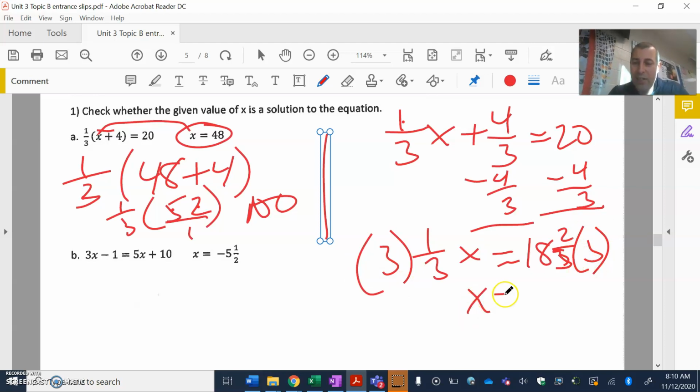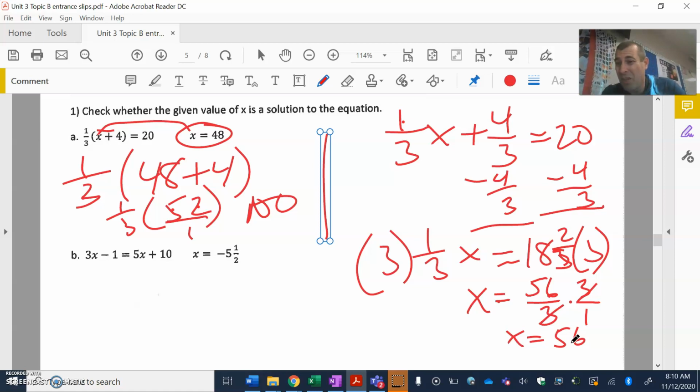So x equals, and to multiply I need improper fractions. 18 times 3: put down the 4, carry the 2, that's 54. 54 plus 2 is 56. So it's 56/3, and I'm going to multiply it by 3. Oh, look at that, cross division. Look at that, x is 56. But wait, that's not 48. So I get a no both times. That's what they're after when you're checking to see if it is a solution.